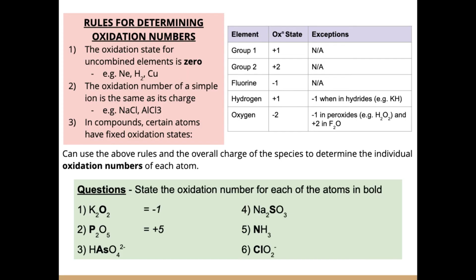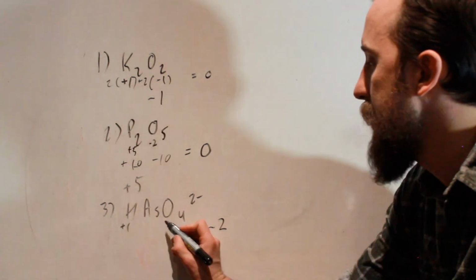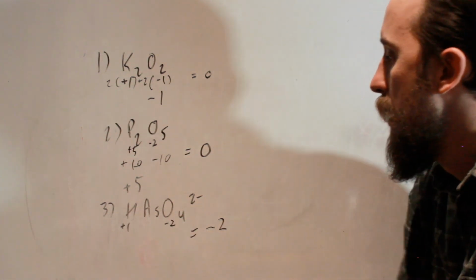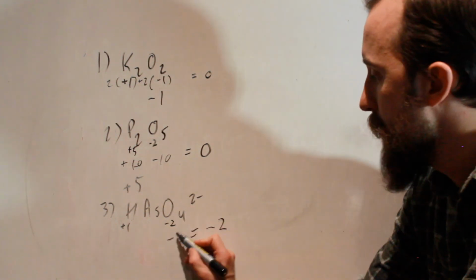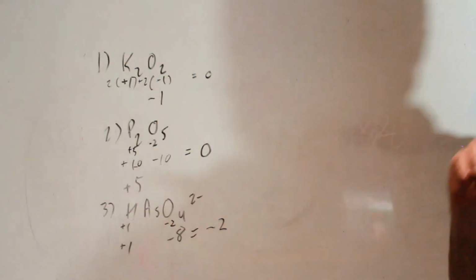If I look back at my rules, there's no rules for As, which I think is arsenic, but we do have a hydrogen, we do have an oxygen. We've got some exceptions, but that's none of the exceptions in this situation. So they're simply going to be what they normally are. So that's going to be a +1. That's going to be a -2. Now, I've got 4 lots of -2, so that's going to be -8. I've got just 1 hydrogen, so that's going to be +1.